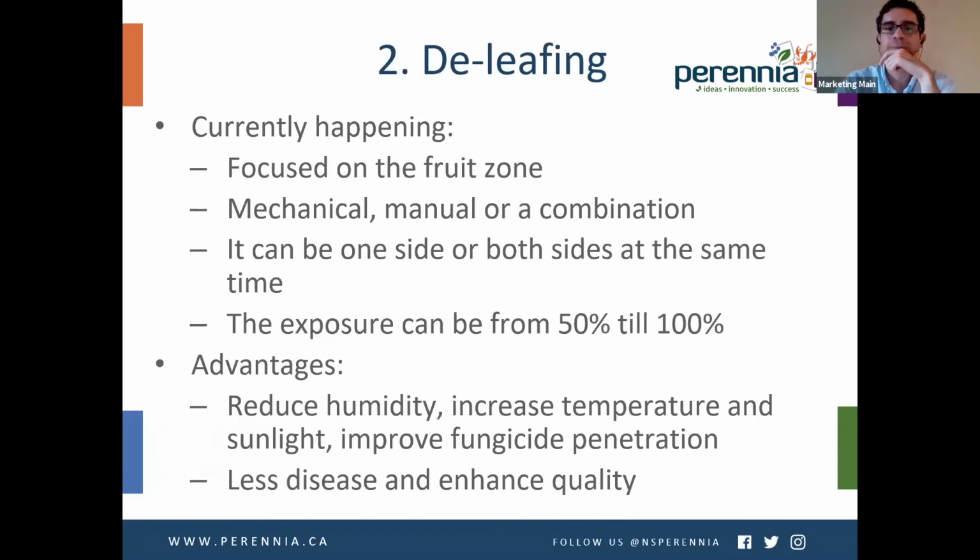And the exposure can be from 50 till 100%. It will depend a lot on the management of the vineyard, your purpose, and how much disease pressure. Let's take a look at the results. We have almost 80% that is doing a manual de-leafing and a combination of both at 21%. Different strategies to be working and reacting in the vineyard. The important thing is to be de-leafing.